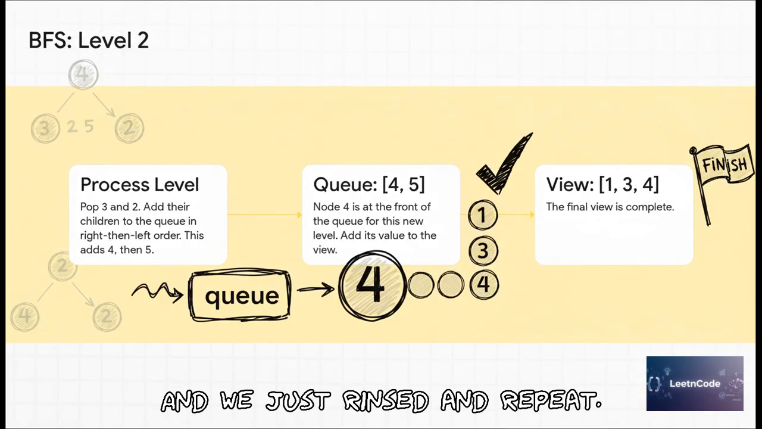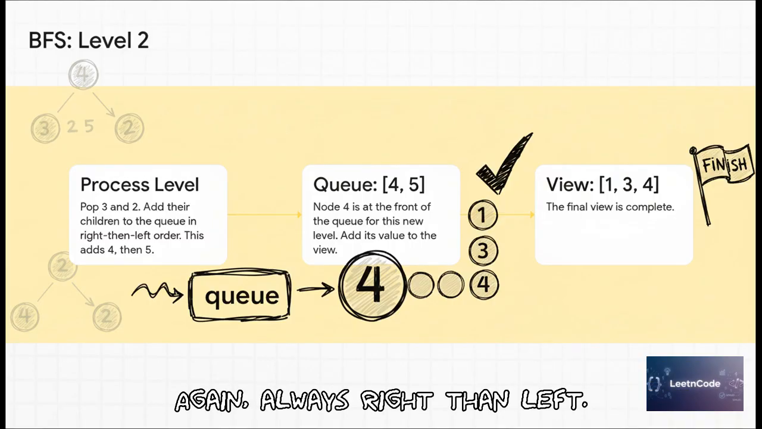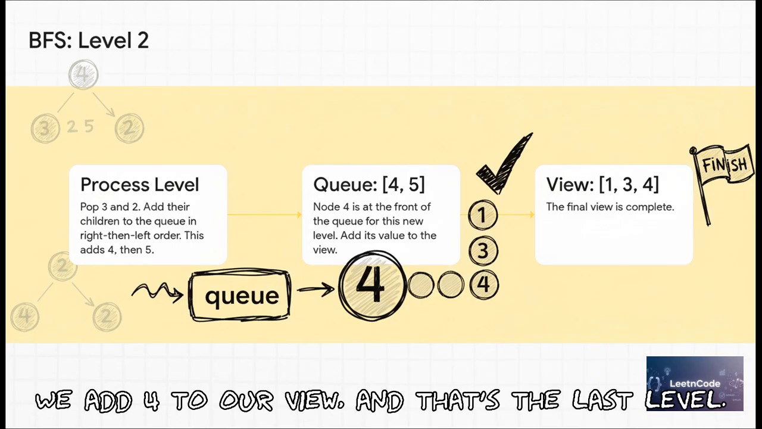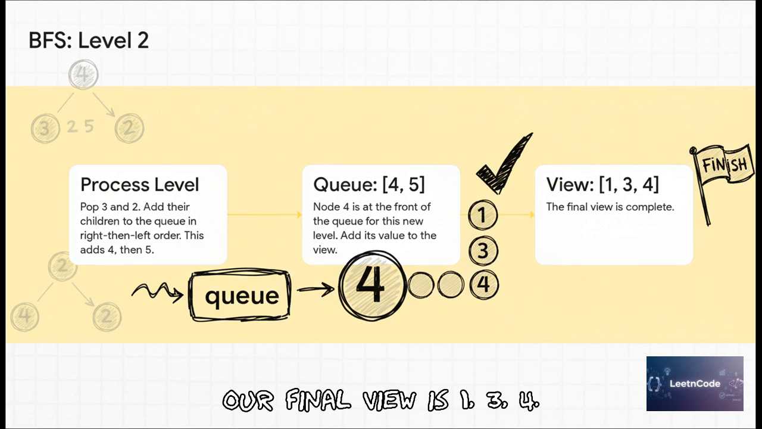And we just rinse and repeat. We process the nodes from that second level, 3 and 2, adding their children to the queue. Again, always right then left. This puts node 4 at the very front of the queue for the next level. We add 4 to our view, and that's the last level, we're done. Our final view is 1, 3, 4.